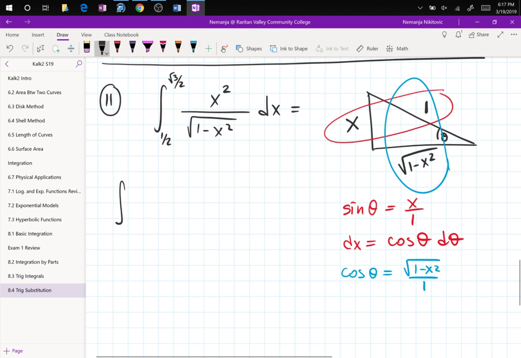Now we plug everything in, and my x squared is sine squared theta. The square root in the denominator is just cosine theta. My dx is cosine, oh sorry, these are thetas. Cosine theta d theta, there we go, they're all thetas. Now we do see that the cosine dies right away, right? We have limits!